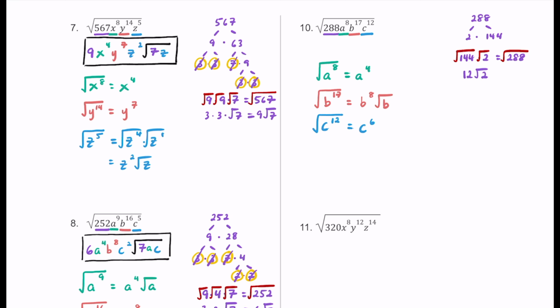So what comes out looks like a 12, a to the 4th, b to the 8th, c to the 6th. A lot of stuff's coming out here. So we have 12, a to the 4th power, b to the 8th power, and then c to the 6th power. All right, those are all perfect squares, and on the inside we should have a 2 and a b. So let's write the square root of 2 times b. And this should be the most simplified radical here.